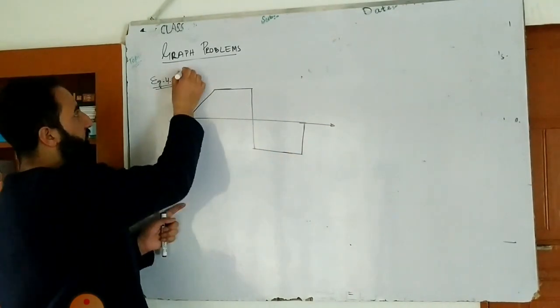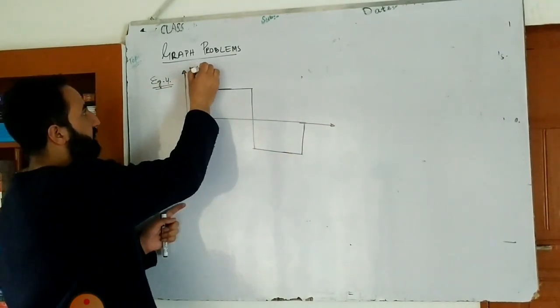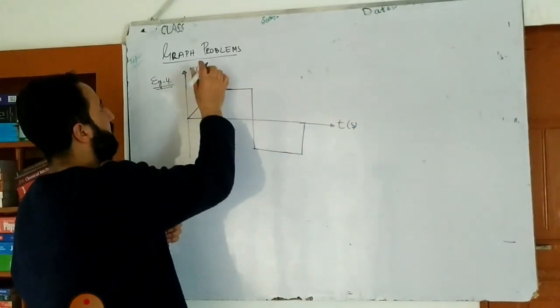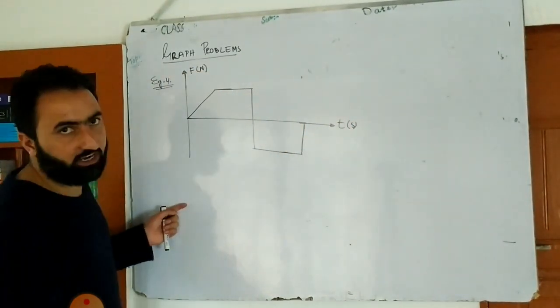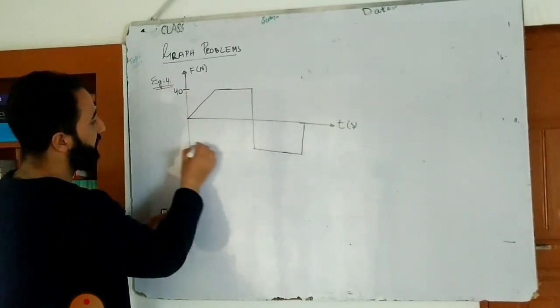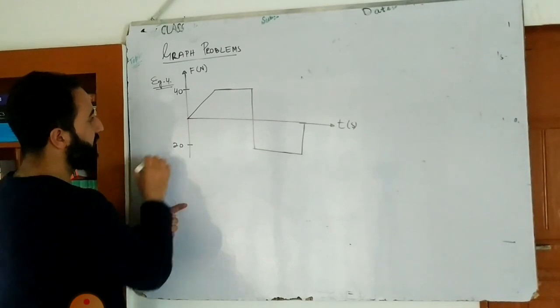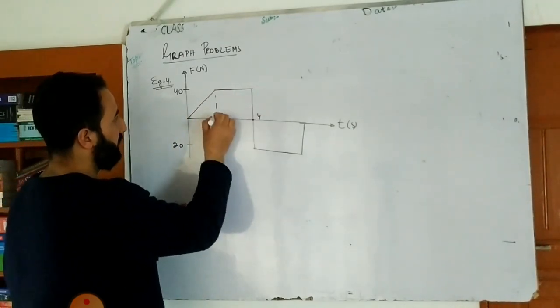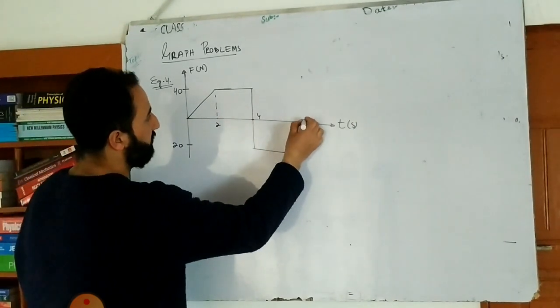Okay, so here force as a function of time, and this is time in seconds. Sorry, this is force here in Newton. Force in Newton and time in seconds. Fine. Suppose this here is 40, and take this as 20, and take this as 2 seconds. This is 4 seconds, and this here suppose 6 seconds.